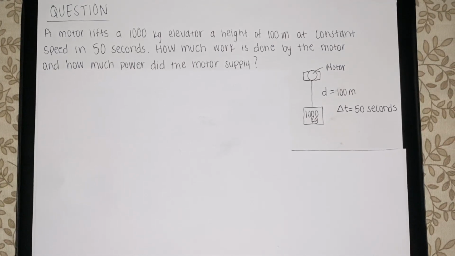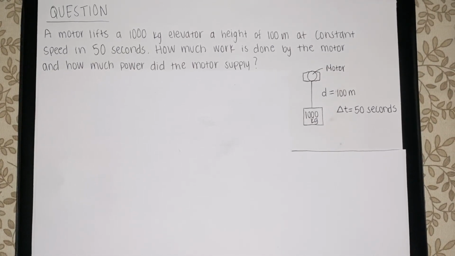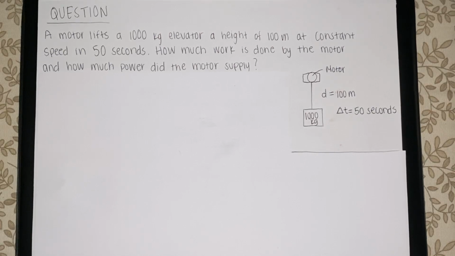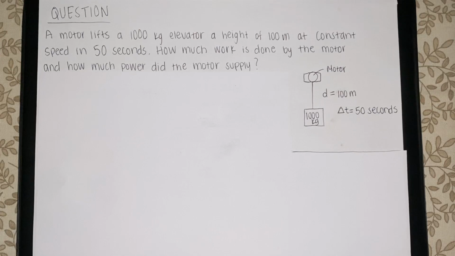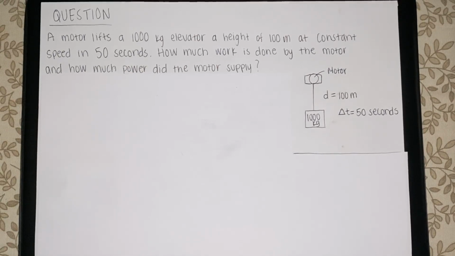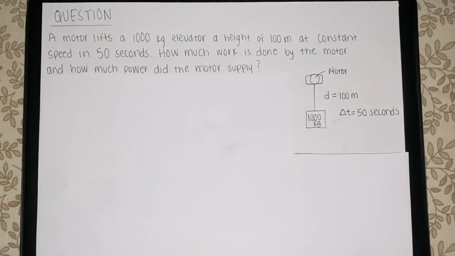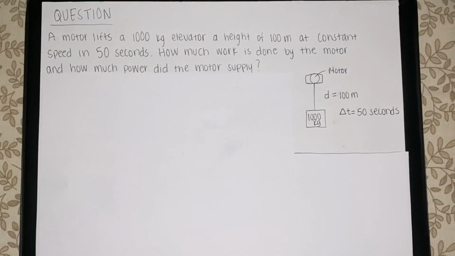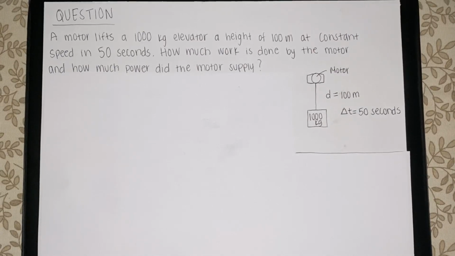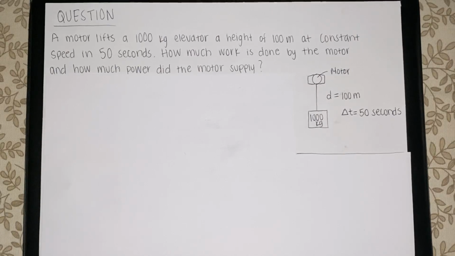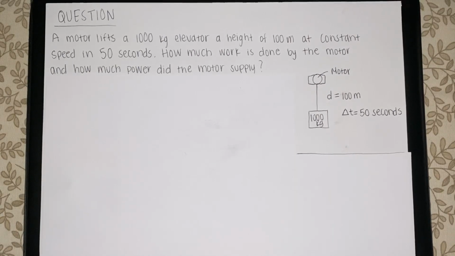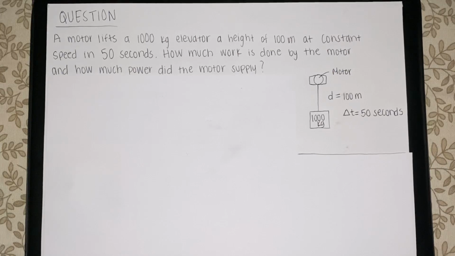Hey guys, my partners and I are going to help you solve this physics problem, and this problem goes like this. A motor lifts a 1,000 kilogram elevator a height of 100 meters at constant speed in 50 seconds. And this question is basically asking how much work is done by the motor and how much power did the motor supply.